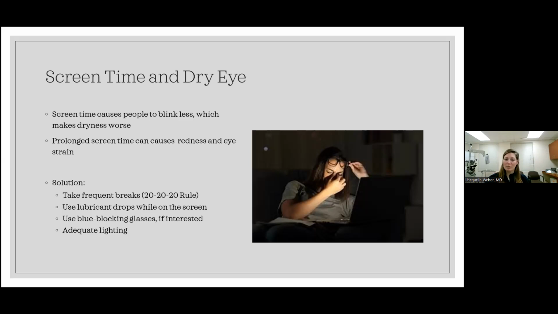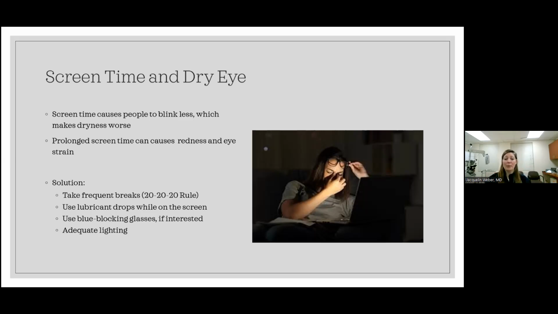You can also use lubricant drops when you're doing your screen work. So often I'll tell patients, or the same if they're going to be watching television for a while, I'll say, put in a lubricant before you start, and that will help coat the eyes so you feel more comfortable as you're doing whatever activity you're working on, the tablet, the television, or the computer.